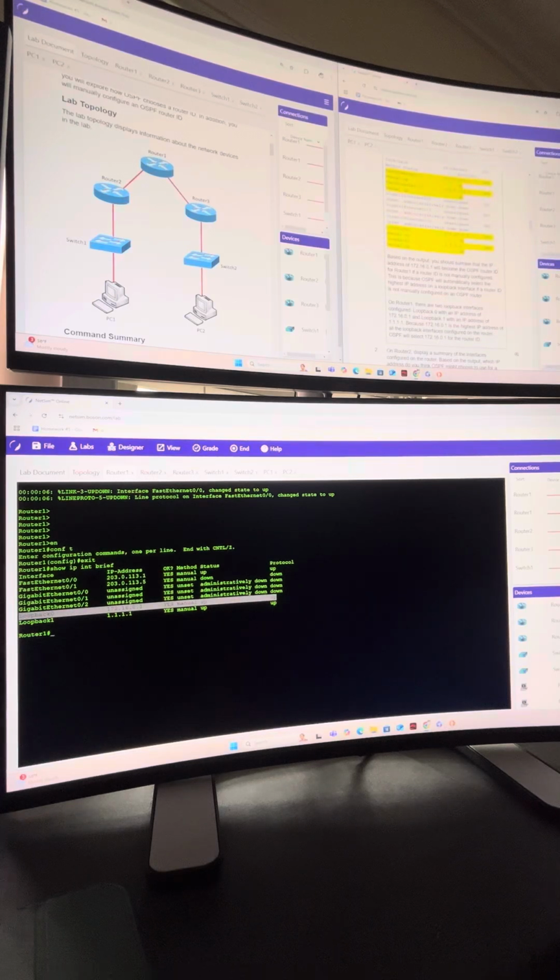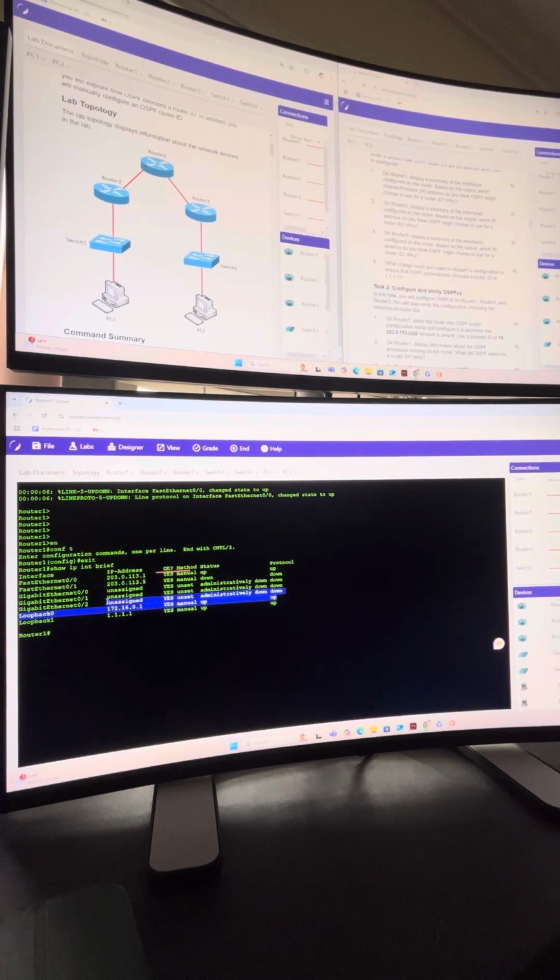All right, it says, based on the output, you can surmise that the IP address of 172.16.0.1 will become the OSPF router ID for router 1 if a router ID is not manually configured. This is because OSPF will automatically select the highest IP address on a loopback interface if a router ID is not manually configured on an OSPF router. So yes, that is exactly what I just explained, and that is the loopback 0 interface that I said was going to be selected. So that looks correct.